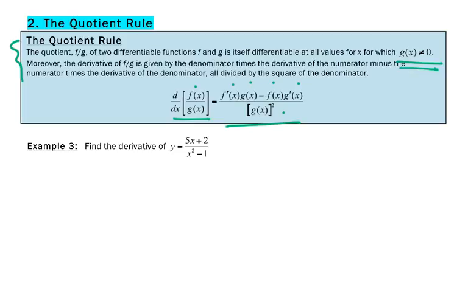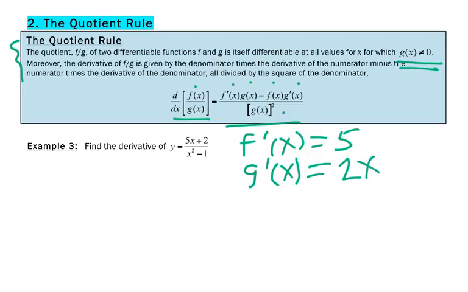Alright, so in this example, example 3, we have f of x in the numerator, and we're going to think about what's the derivative of f of x, and we have g of x in the denominator, and we're going to ask ourselves what's the derivative of g of x. Okay, so the derivative of f of x, the numerator, would be 5. That's the derivative of the 5x part. The derivative of 2 is 0, so the derivative there is just 5. The derivative of g of x, well, the derivative of x squared is 2x. The derivative of 1 is 0, so it's just 2x.